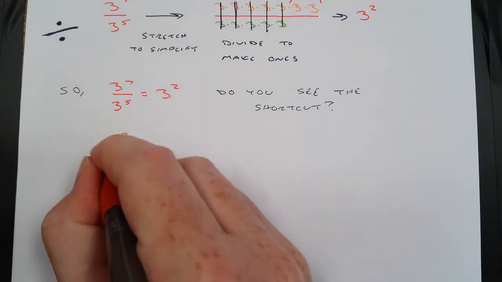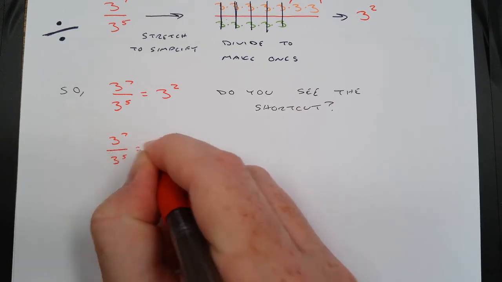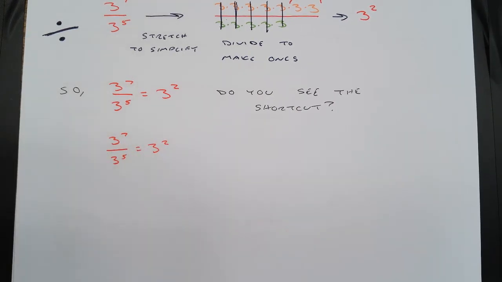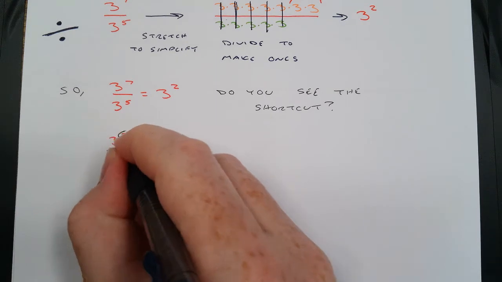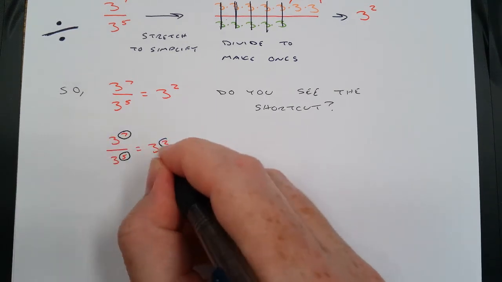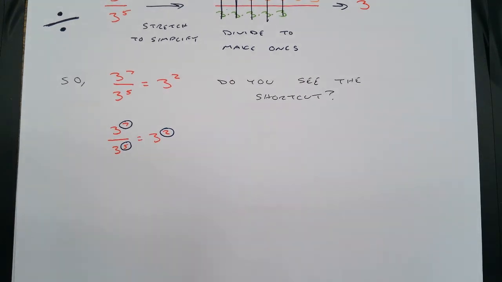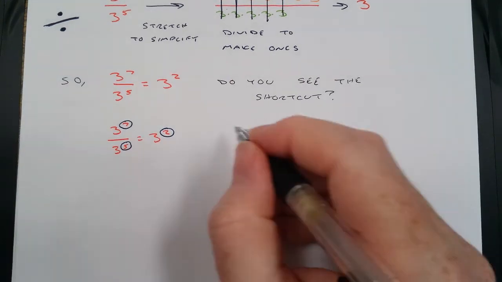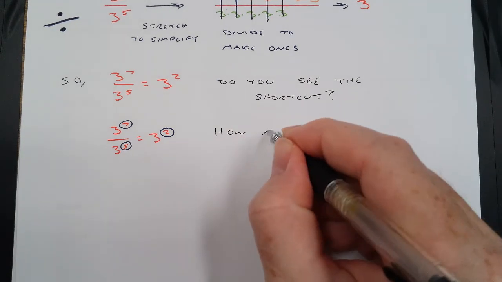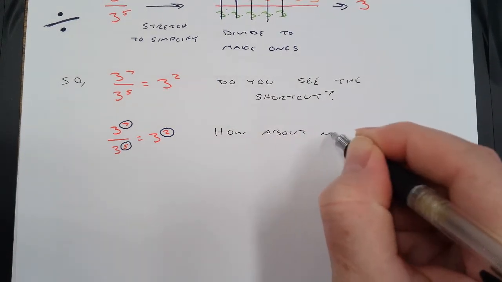What if I do this? 3 to the 7th divided by 3 to the 5th equals 3 squared. What happens if I point out these to you? By looking at the exponents in this equation, do you see a connection? Do you see a shortcut? Do you see it? How about now? Do you see it?